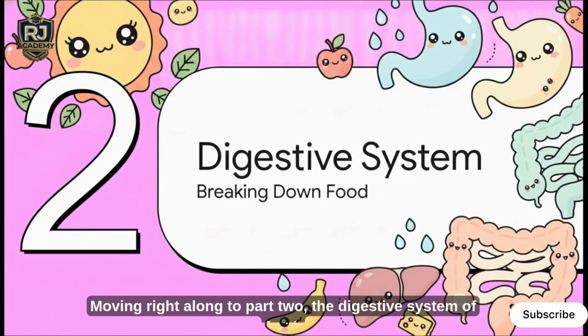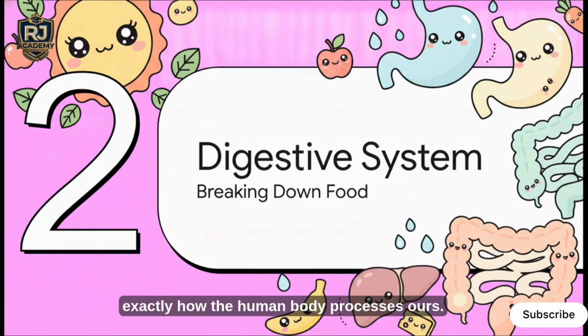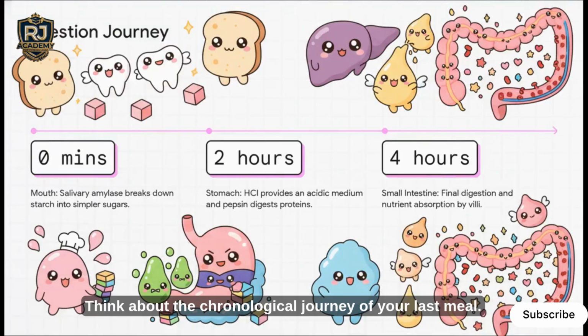Moving right along to part two, the digestive system of food. Let's transition from how plants make their food to exactly how the human body processes ours. Think about the chronological journey of your last meal. It goes from the exact moment you salivate in your mouth, right down to the final absorption by these tiny finger-like villi in the small intestine.